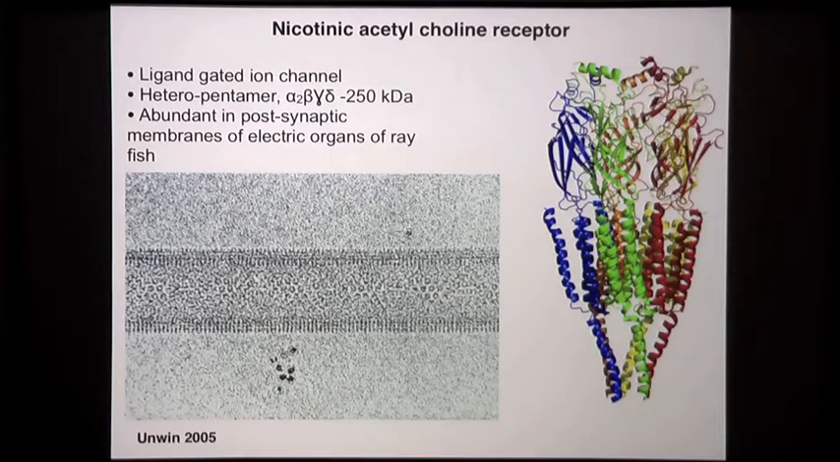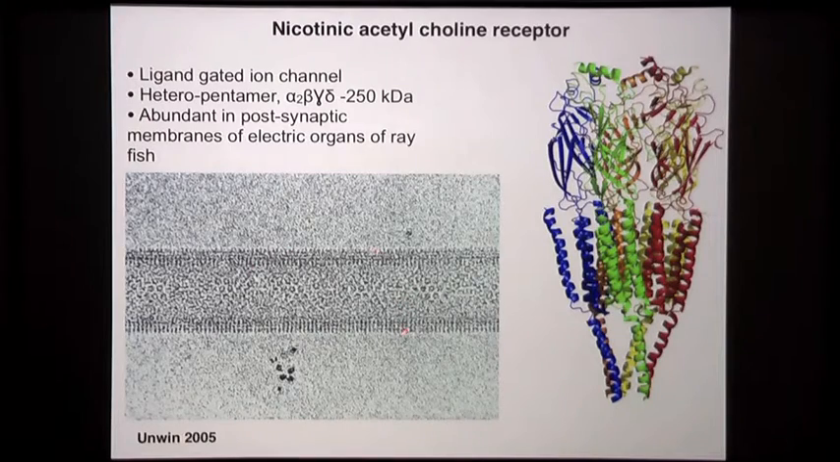So this is an example of a membrane protein again, which Nigel has been working on for a long time. He has used this helical crystal to get a model of the acetylcholine receptor, and it's very abundant. It's a heteropentamer, and it doesn't have a symmetry. It's about 250 kilodalton. So I've been trying to look at this by single particle and see if we can get better than 4 angstrom.